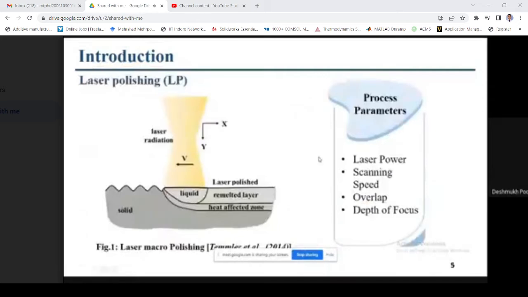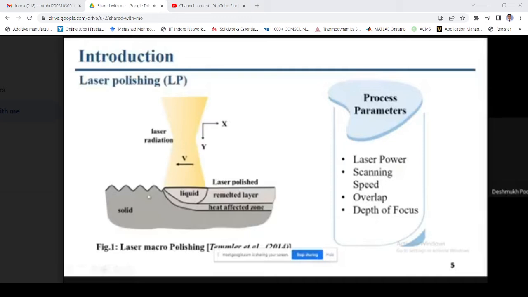Next, this is a typical mechanism of the laser polishing process. This diagram shows laser macro polishing, which is carried out with the help of a continuous wave laser. Macro polishing is carried out with a continuous wave laser, and micro polishing is carried out with the help of a pulse laser. Here I am using macro polishing because it is used for components which have a surface roughness greater than 5 microns.